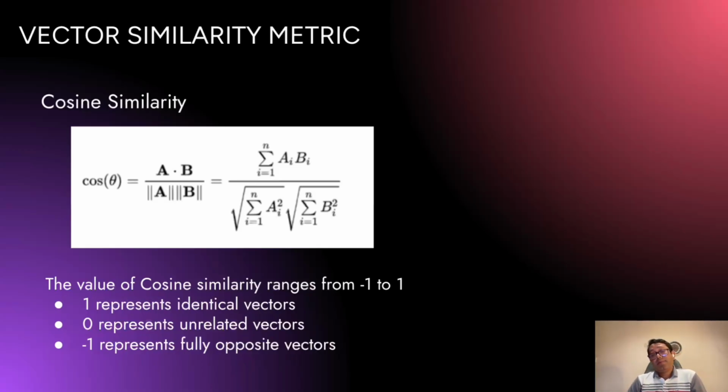The value of cosine similarity ranges from -1 to +1. Here -1 represents fully opposite, +1 represents identical vectors, and 0 represents orthogonal or unrelated vectors. An example use case of cosine similarity is semantic search or document classification problems, because it allows us to compare the directions of the vectors.